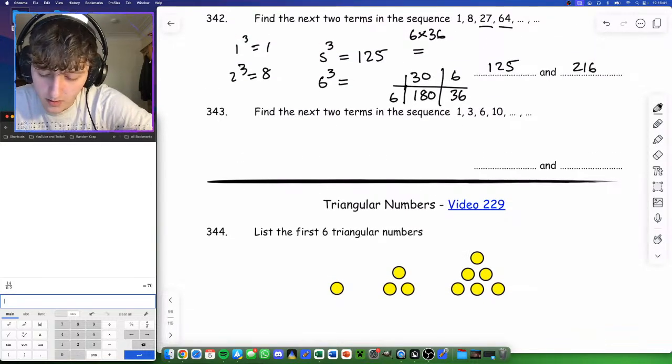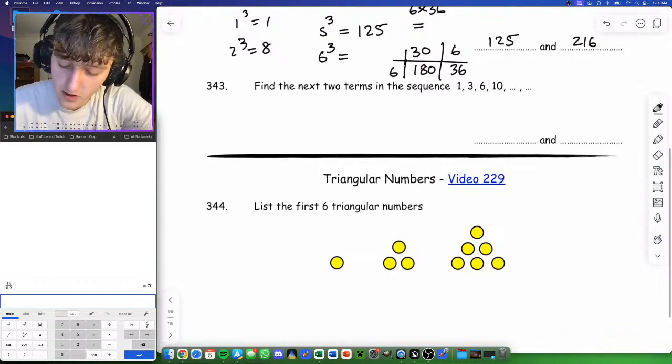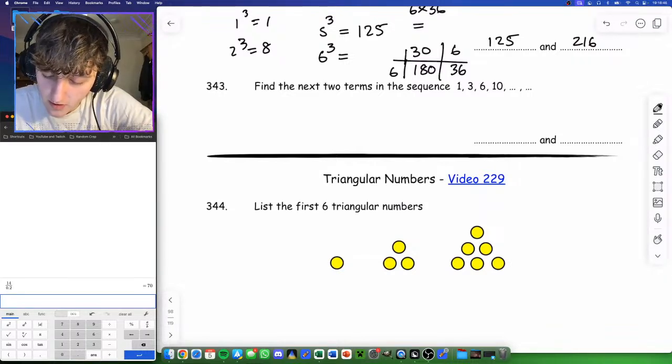Find the next two terms in the sequence 1, 3, 6, 10. So this one is going up, but again, not, oh no, sorry.